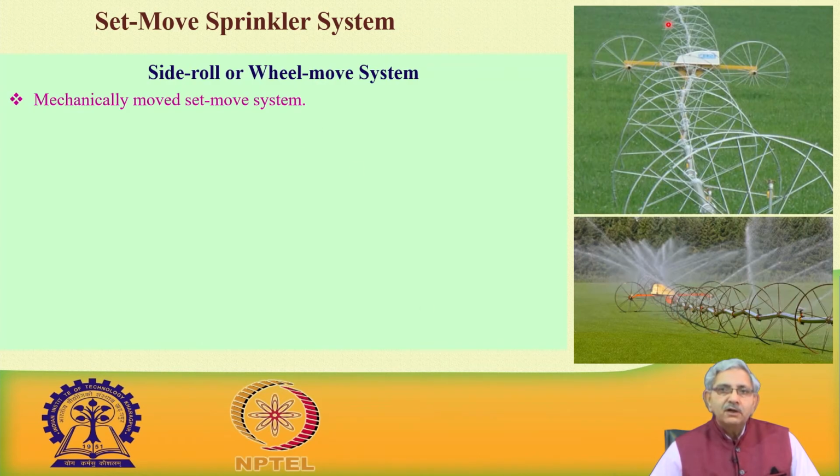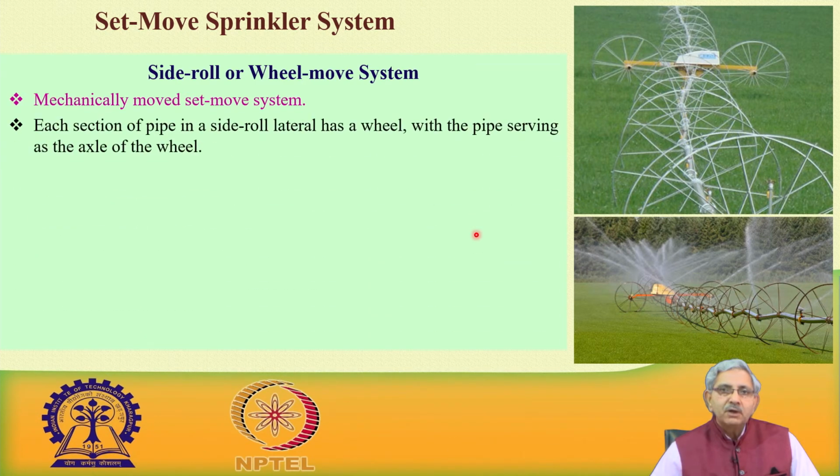This is another kind of system, that is a side roll or wheel move system. You can see the lateral is kept inside, and on the top it is connected with the wheel. So, it is a mechanically moved system. It is taken from one place to another mechanically, and each section of the pipe in a side roll lateral has a wheel, with the pipe serving as the axle of the wheel.